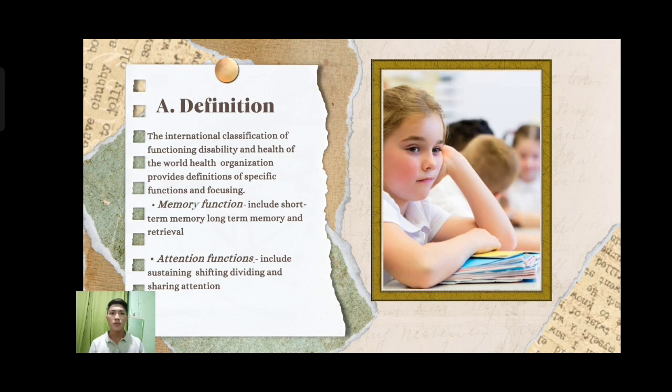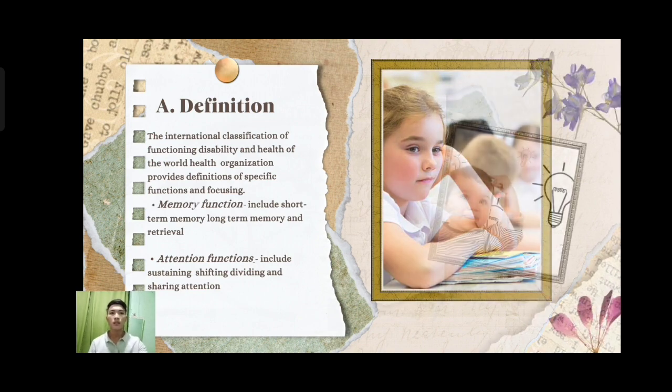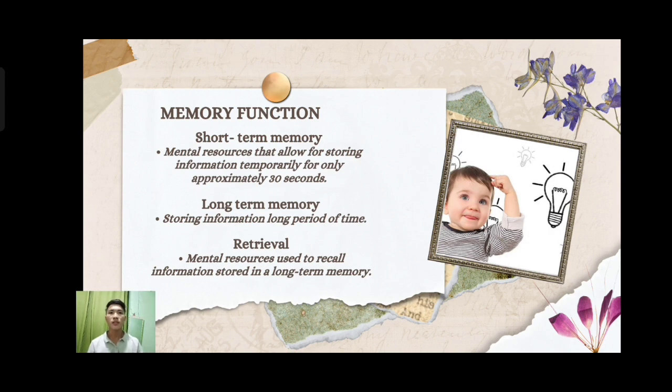The International Classification of Functioning, Disability and Health of the World Health Organization provides definitions of specific functions of remembering and focusing, and it has two classifications: the memory functions and attention functions. The memory functions include short-term memory, long-term memory, and retrieval. Attention functions include sustaining, shifting, dividing, and sharing attention. First, we're going to discuss the memory function, which is the short-term memory.